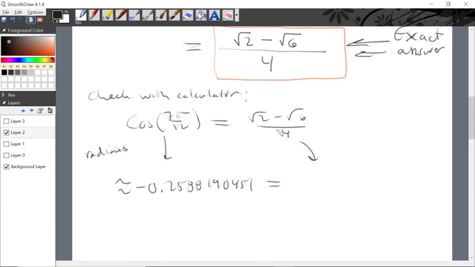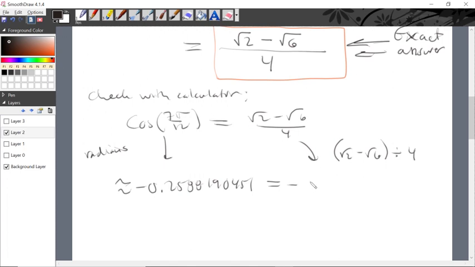Okay, and then that entire quantity gets divided by 4. Be careful how you enter that in the calculator. For instance, I'm entering a parenthesis, root 2 minus root 6, parenthesis, and then dividing by 4. If you leave out these parentheses, the calculator is going to think you're only dividing root 6 by 4 and subtracting the result from root 2. So I'm entering it with a parenthesis there, just to let you know.